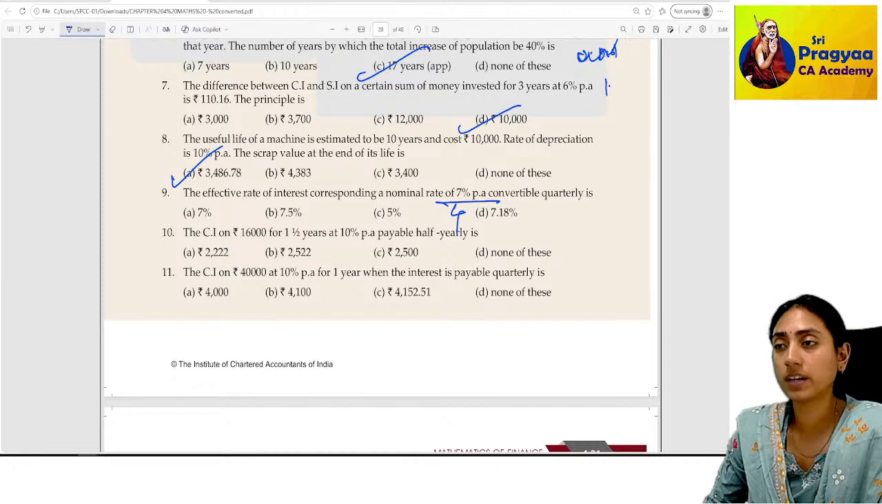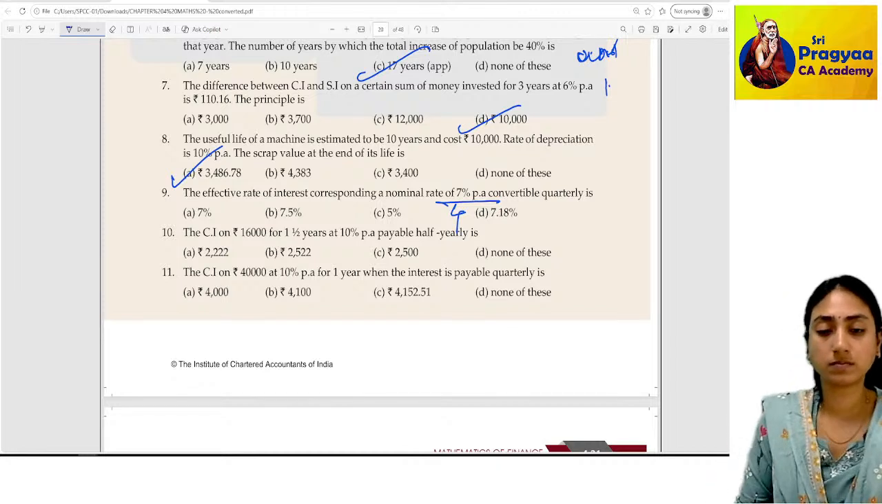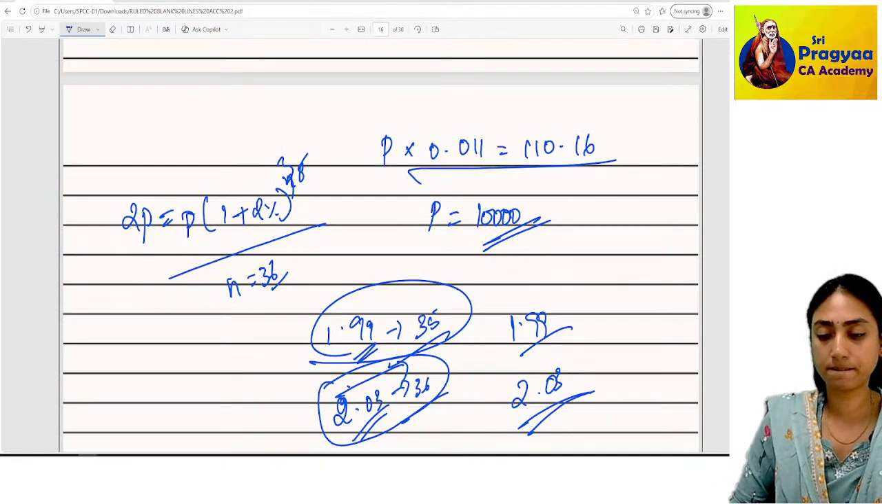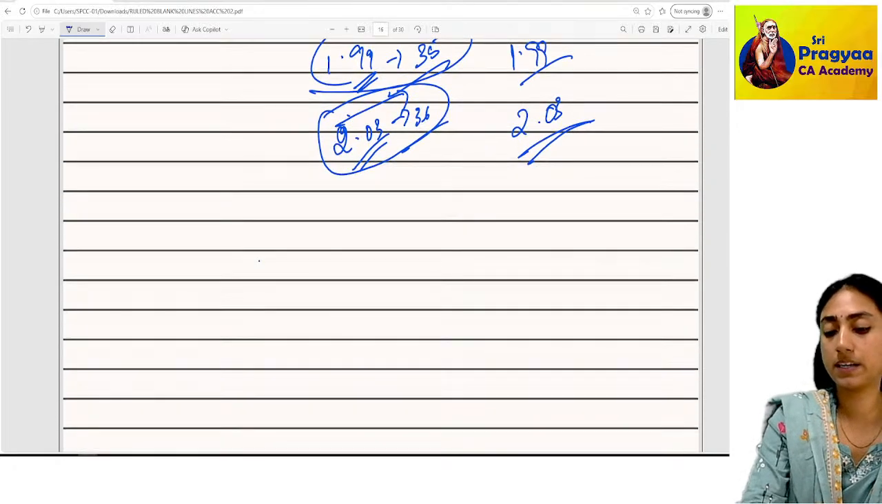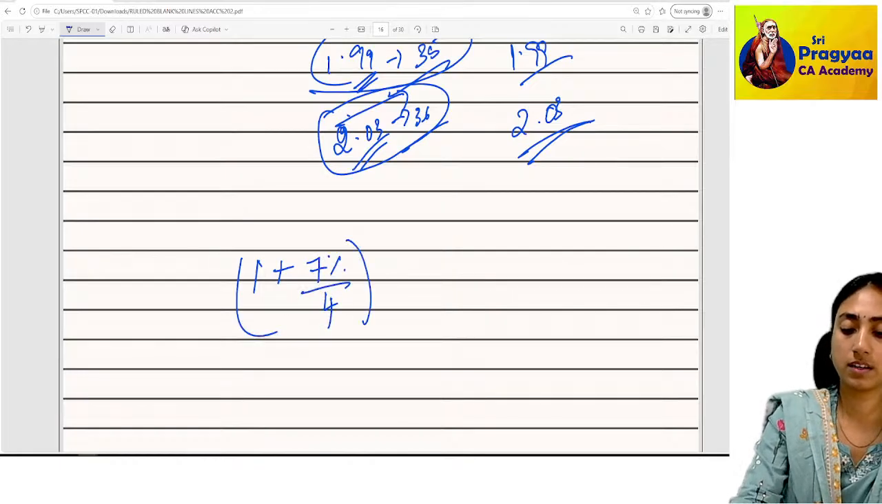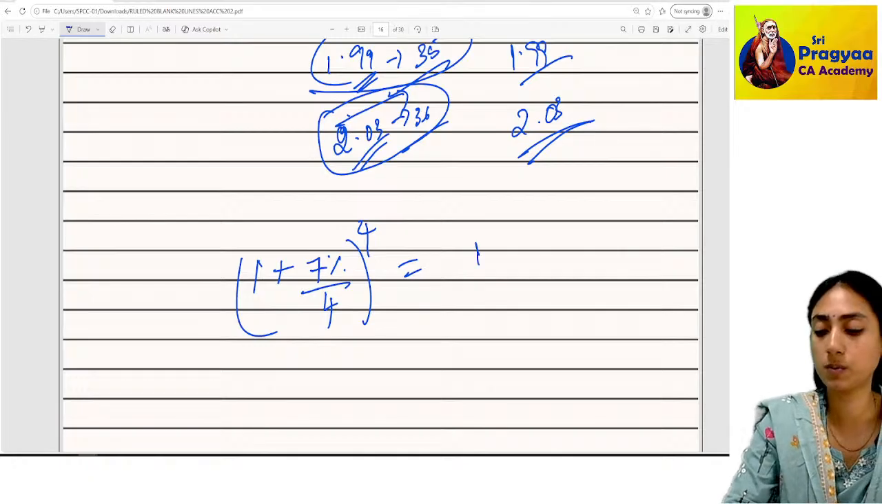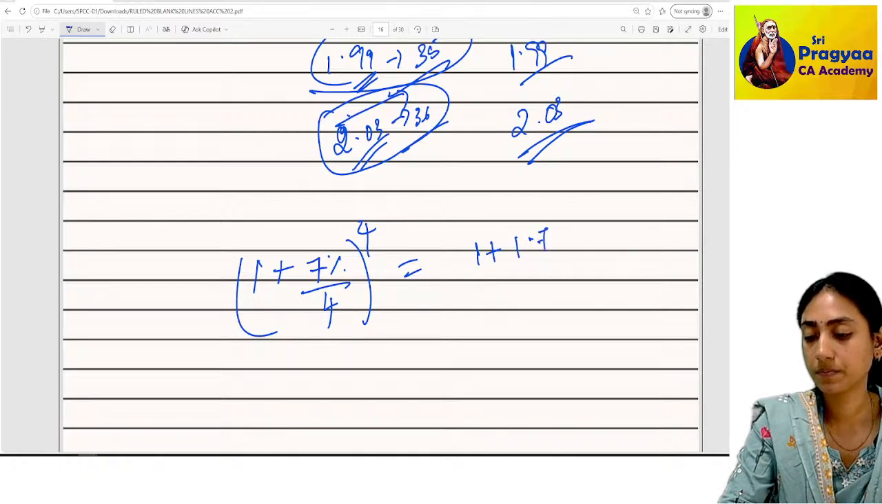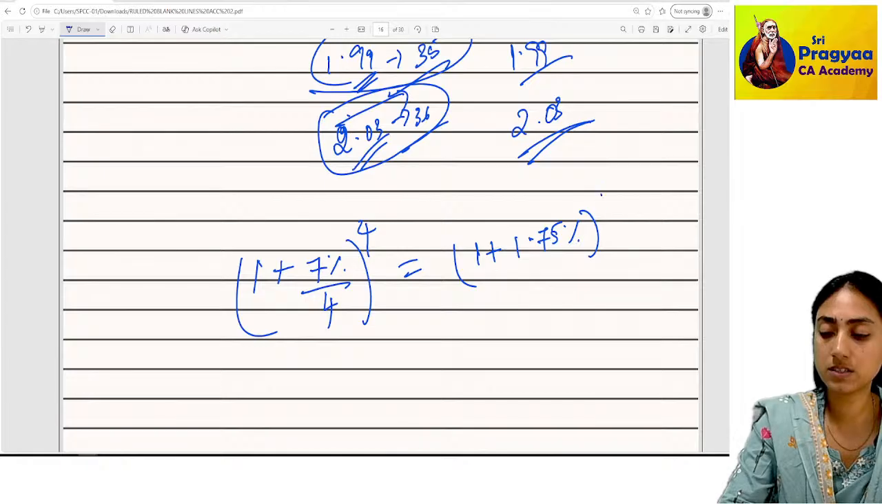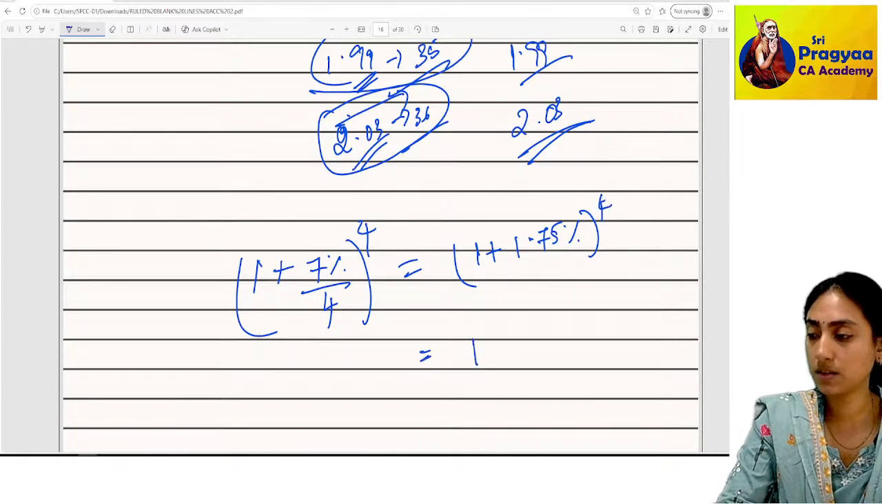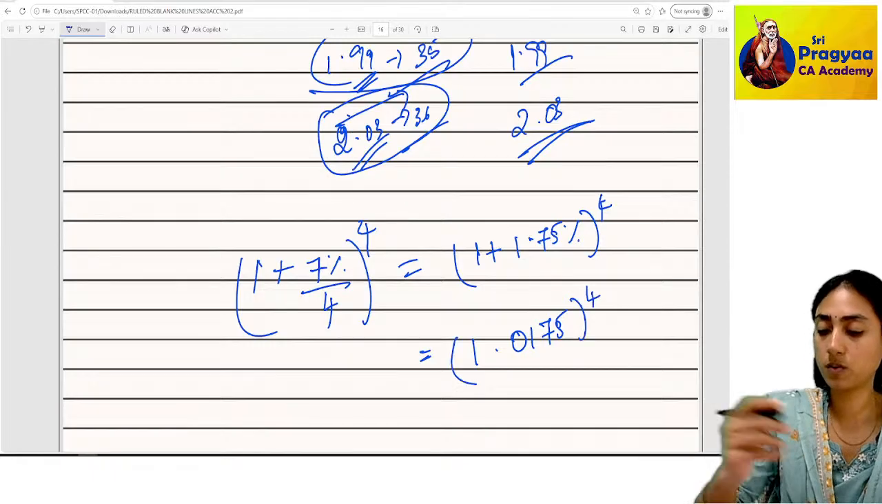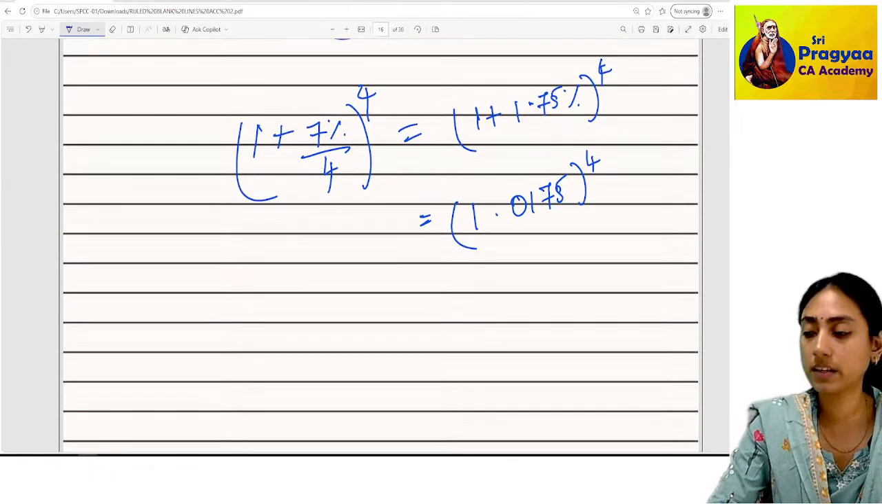What is 7 divided by 4? Look, you have 1 plus 7% divided by 4 raised to the power of 4, which is equal to 1 plus percentage raised to the power of 4, which is nothing but 1 point something raised to the power of 4. Okay? What is this value? How?